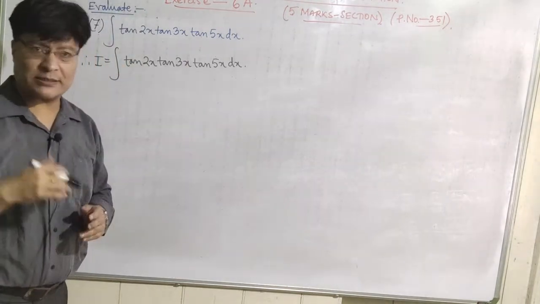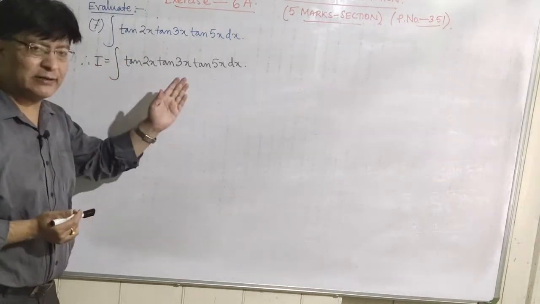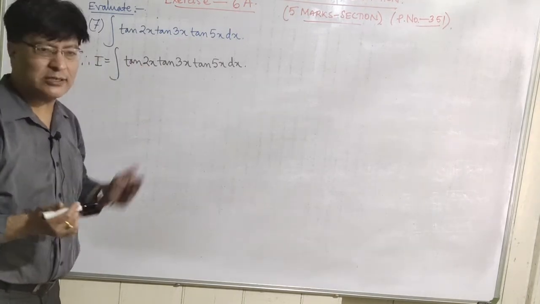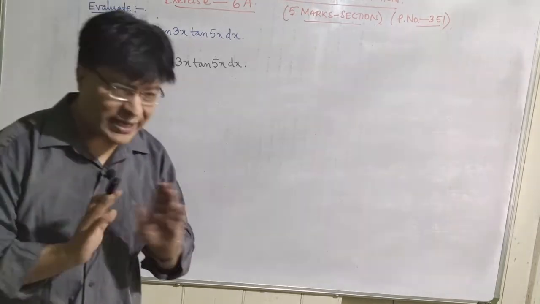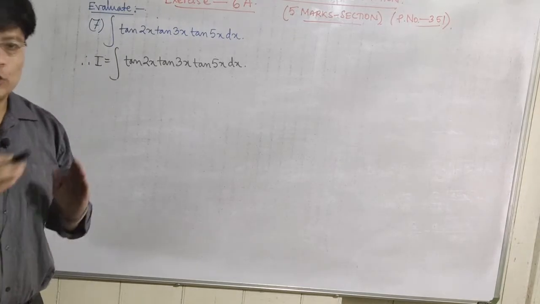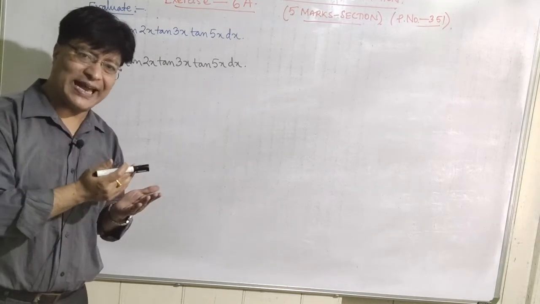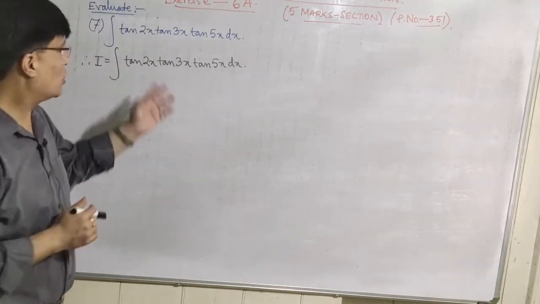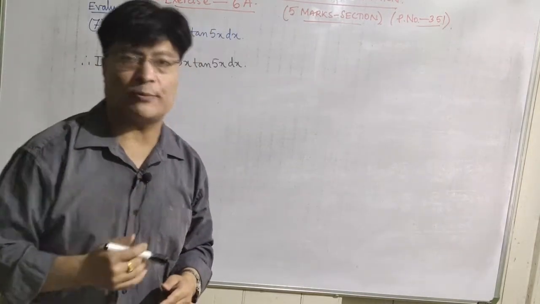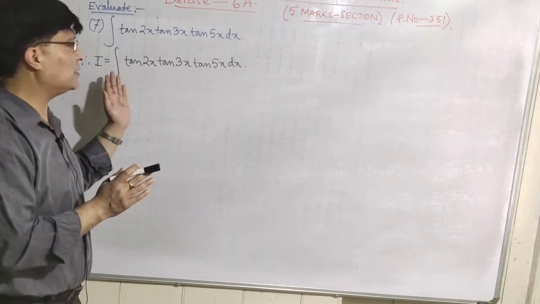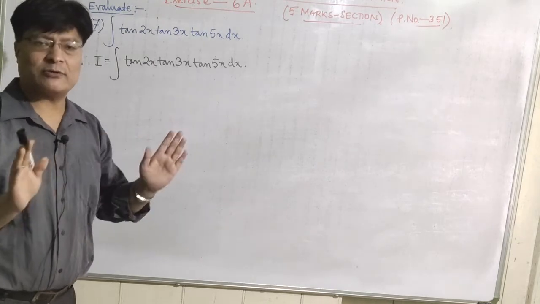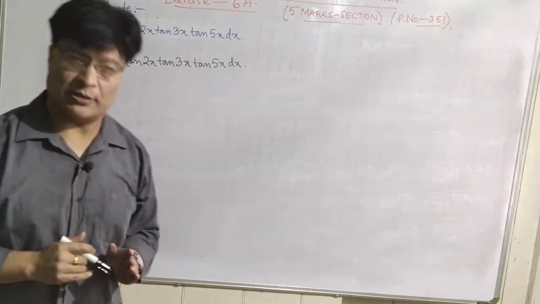Since this is a product, you cannot write separate integrals, that is, the integral of tan 2x dx, the integral of tan 3x dx, the integral of tan 5x dx. You cannot separate it if it is a product or quotient. You can separate the terms if it is addition or subtraction. So you should convert this product into a summation or subtraction. Then only can you separate the integral sign and dx.